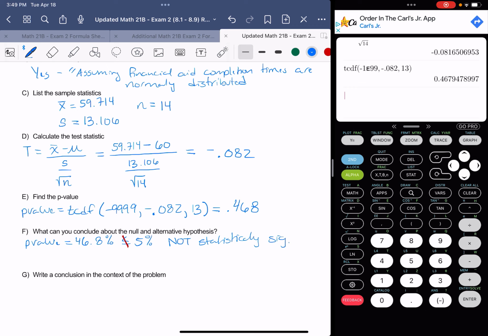Do we reject or do we not reject the null? Do not reject the null. And do we support or do we not support the alternative? Not. Good. And do not support the alternative hypotheses.